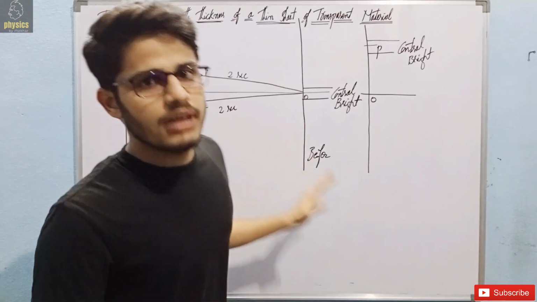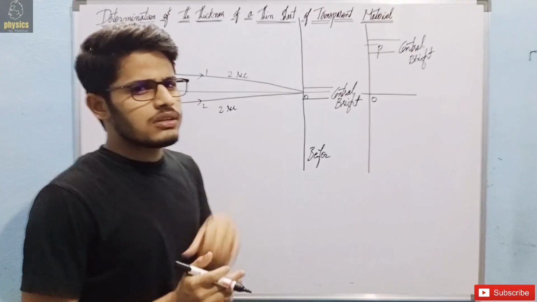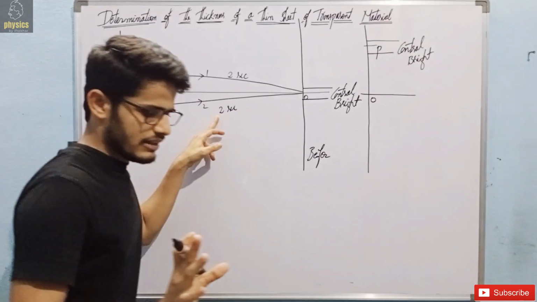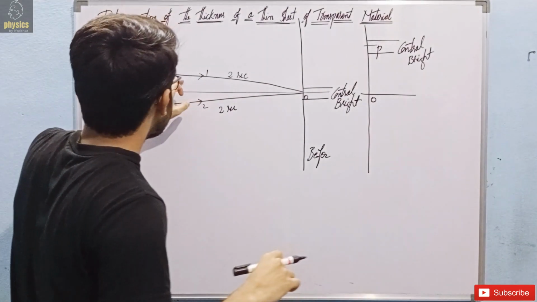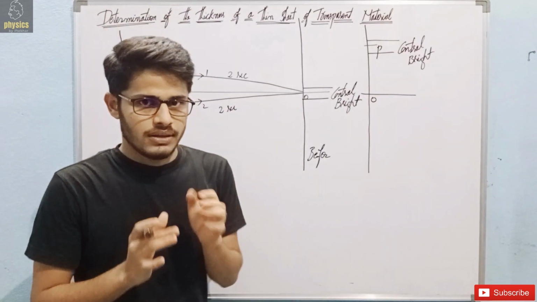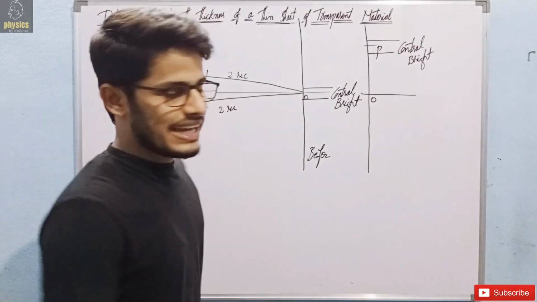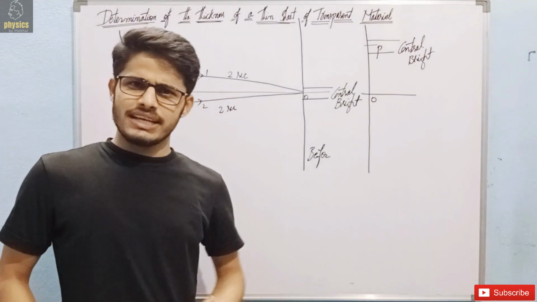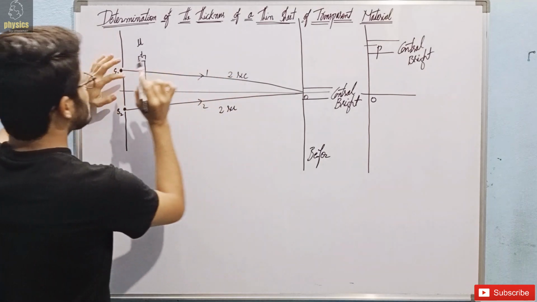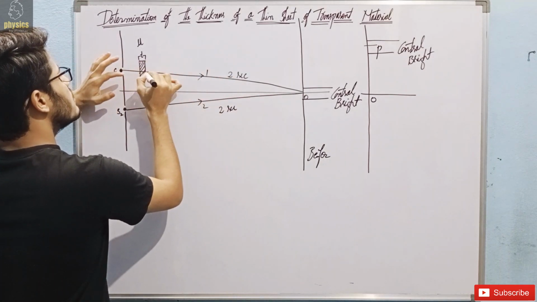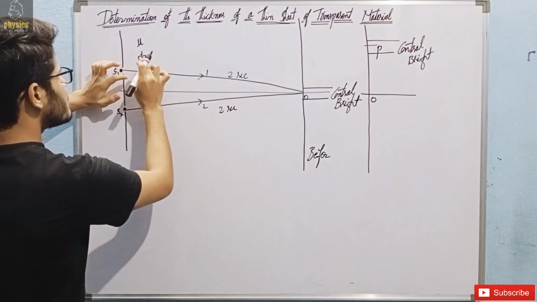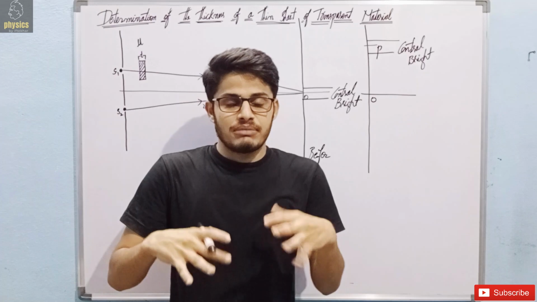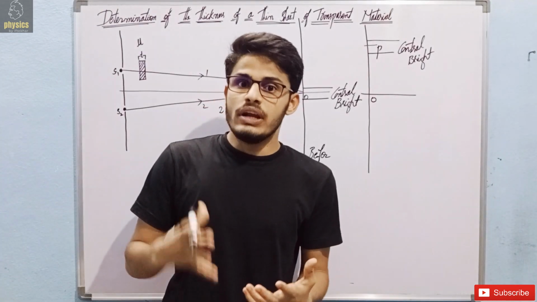This is what happens before the introduction of the thin mica sheet. The moment you introduce the thin mica sheet, ray 2 will take 2 seconds, no big deal. It will take the same amount of time, but there is some problem with ray 1. Ray 1 will not take 2 seconds to reach the point O. It will take a bit more time than 2 seconds. Why? Because ray 1 is traveling through a thin transparent material, which has some refractive index mu. We know that when light travels in some kind of medium, the velocity of the light will decrease.